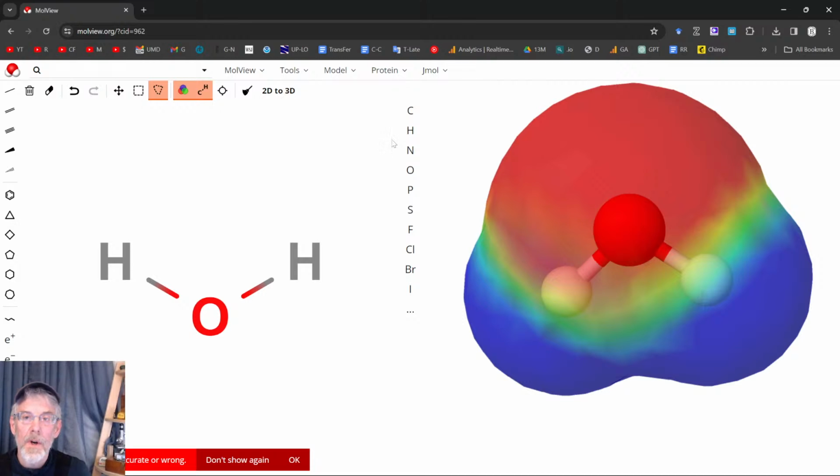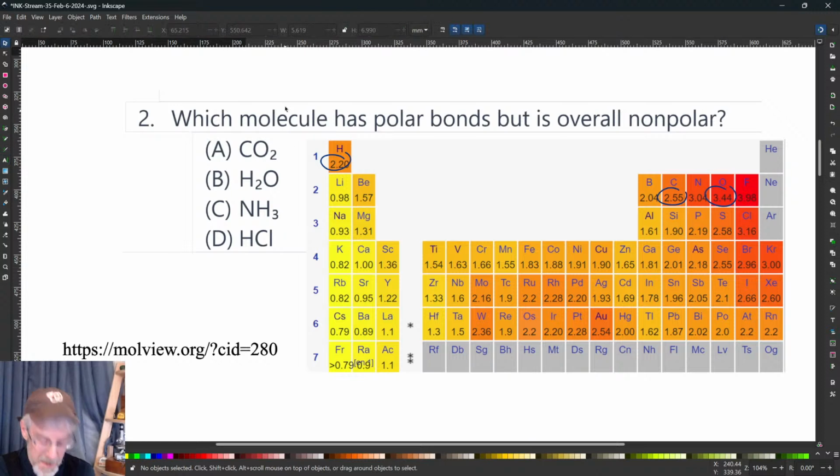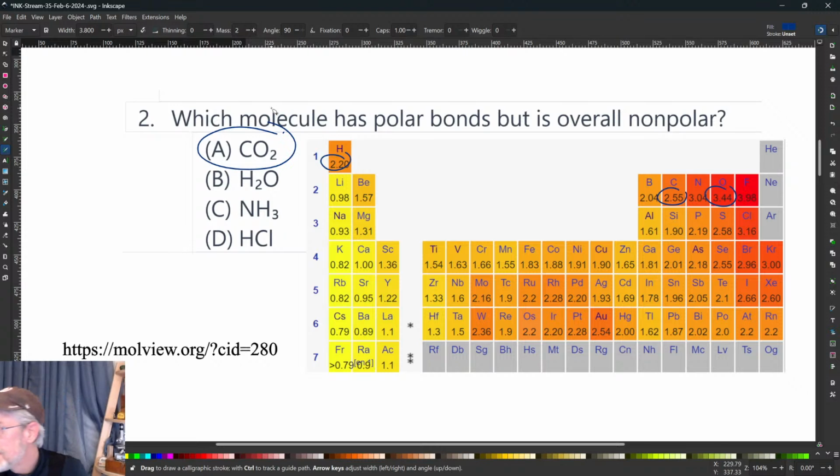So if we go back to our question, we kind of answered it already because we know that even though we have polar bonds here, they're pulling in the opposite direction. So that's going to be the correct answer right here. Yep, hey, you got it, Madhuria.